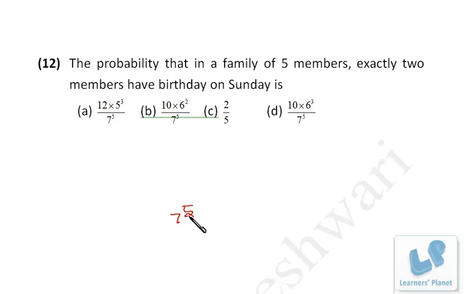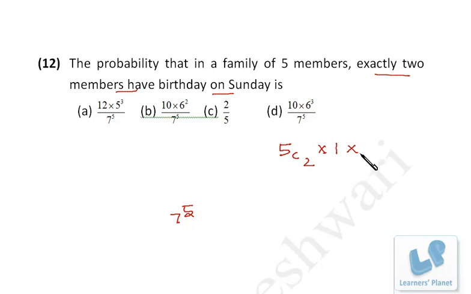Now we have to find out the favorable cases. Now exactly 2 members should have birthday on Sunday, right? So first of all what I do is I select 2 people out of 5. So this is 5C2. I have selected 2 people. Now these 2 people will have the birthday on Sunday. So there is no choice of having birthday other than Sunday. So they just have one choice, that their birthday is on Sunday.